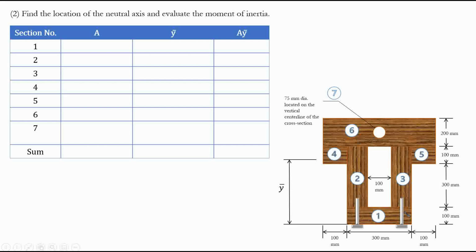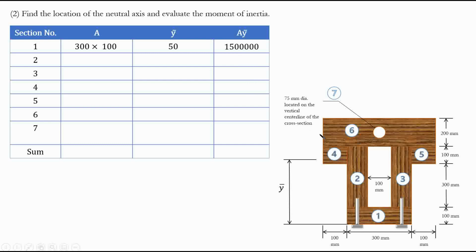So here we have, let's start with the first piece. For the first piece, what is the area? 300 multiplied by 100. So we'll put 300 times 100 here. What is y tilde? It's the distance from the datum line, the reference line, to the centroid of that cross section. So from here to here. What is the centroid? It is 50, 100 divided by 2. So we'll just put 50. And then multiply this by that, a y tilde.